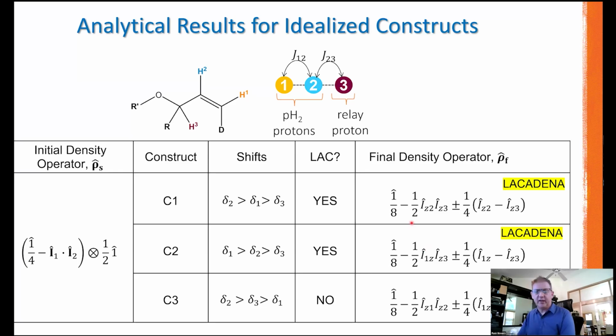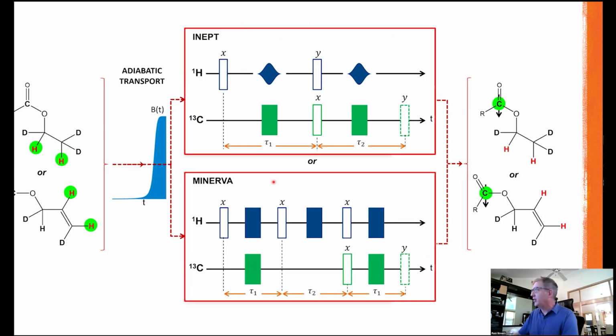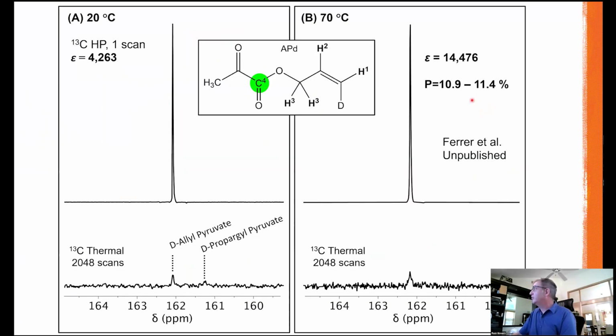And it turns out that for many of these sidearm precursors, the idealized construct is a good approximation to these actual systems. And the appearance of both forms of the spin order enables the use of either INEPT or Minerva with vinylic or propargylic sidearms with good polarization results. And it is yet another possibility that we had considered for a continuous flow process. Now, it's not the method that we've chosen.